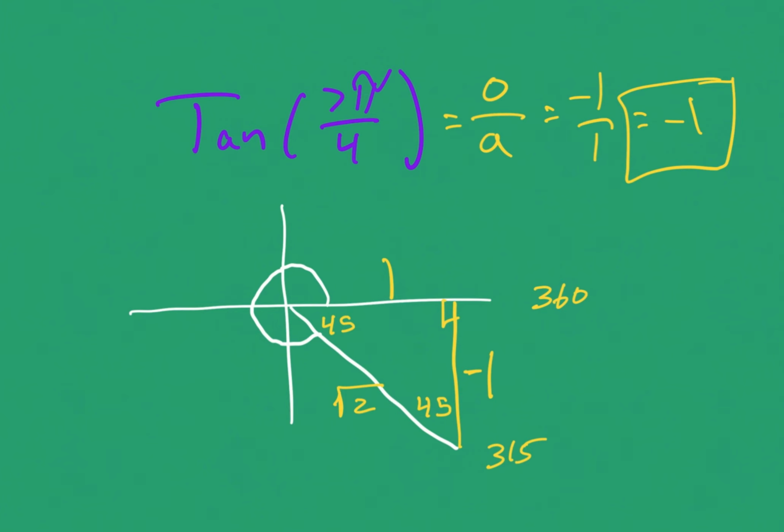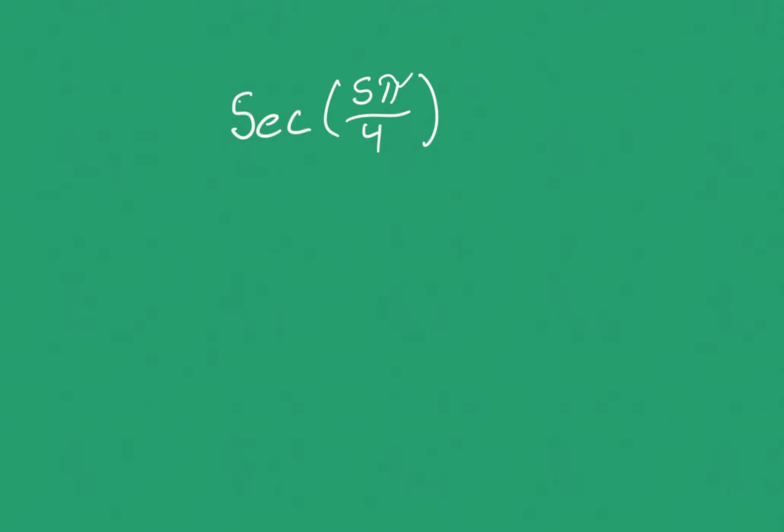All right, so I want you to try this one on your own. Secant of 5 pi over 4. Write the exact trig ratio for the secant of 5 pi over 4.